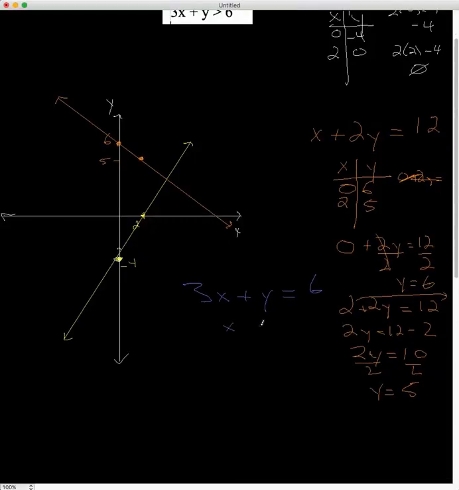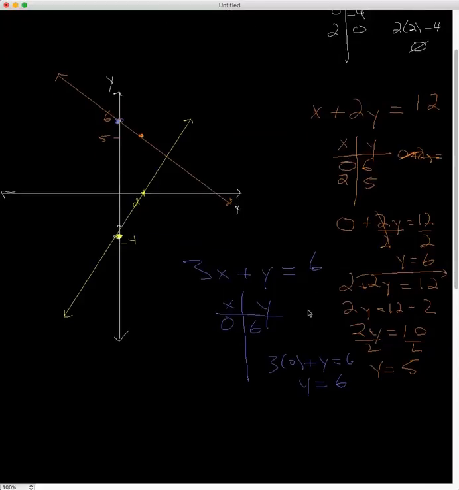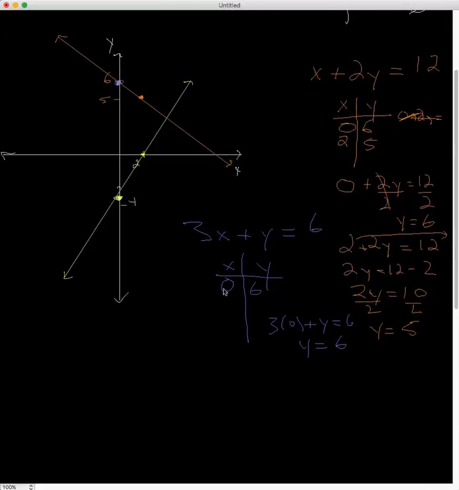I have my x, y, and we start picking points. So if x is equal to 0 right here, what is y equal to? So let's see, 3 times 0 plus y is equal to 6. This goes away because 3 times 0 is 0, so we have y is equal to 6. So when x is equal to 0, look, we land on the exact same point as the other one here. Alright, that's possible.